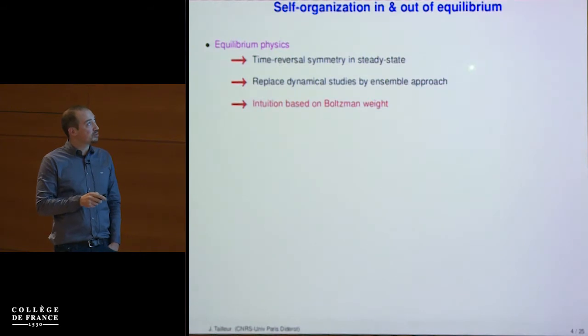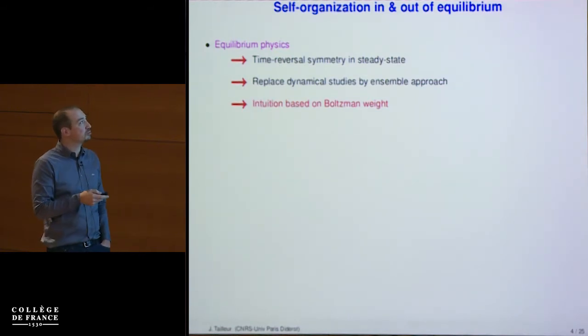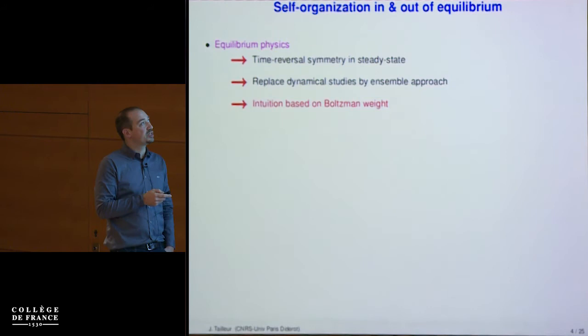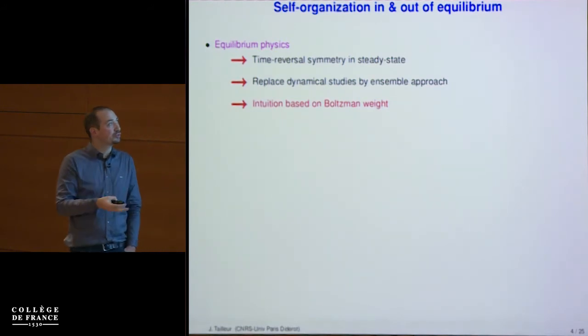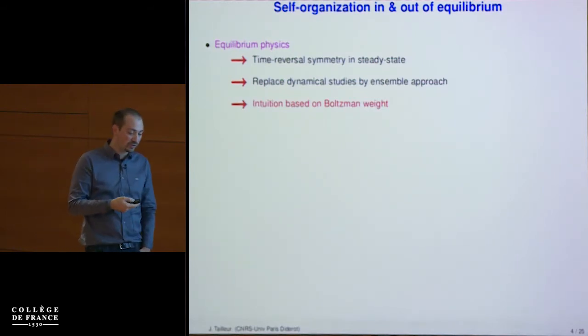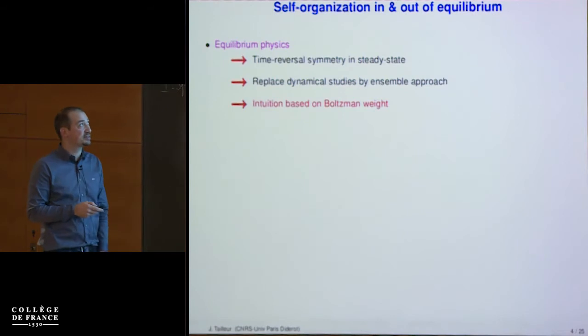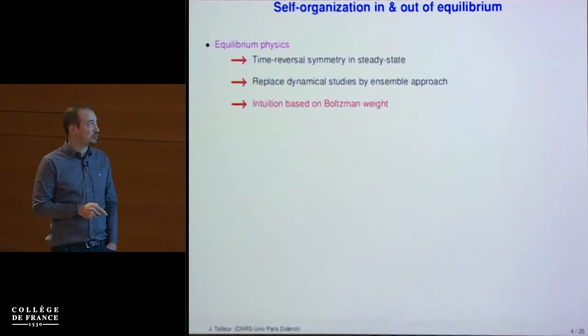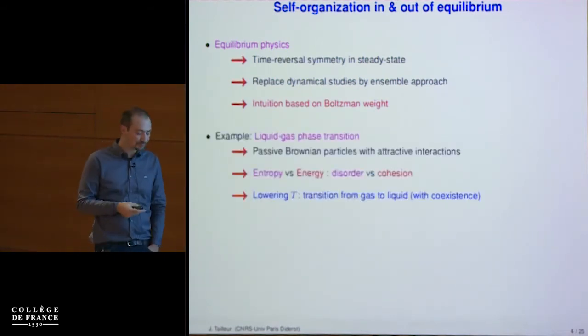And that's what I would like to focus on today, because we don't only replace dynamics by a static approach that we could do for anything which has a steady state, but we know what ensemble to use. And we know that the probability of observing a given configuration in steady state is given by the Boltzmann weight. So why is this useful?